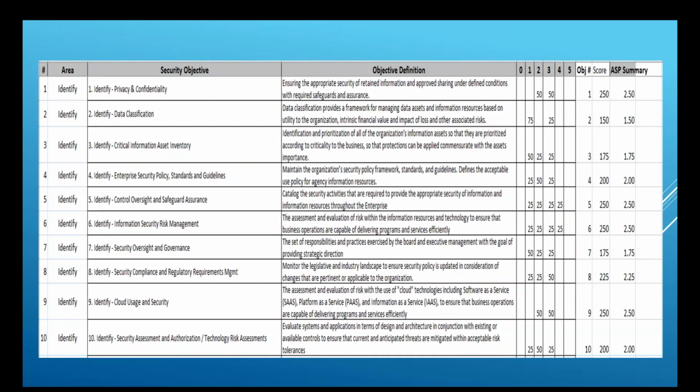Number 9, cloud usage and security. So this has to do with evaluating the risk of using our cloud technologies, whether we're using infrastructure as a service, information as a service, or software as a service, to make sure that our business objectives are capable of delivering the programs and services efficiently.